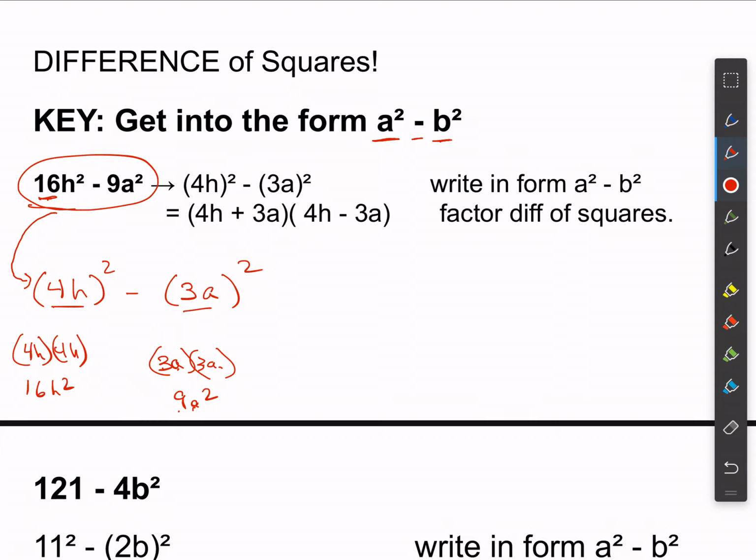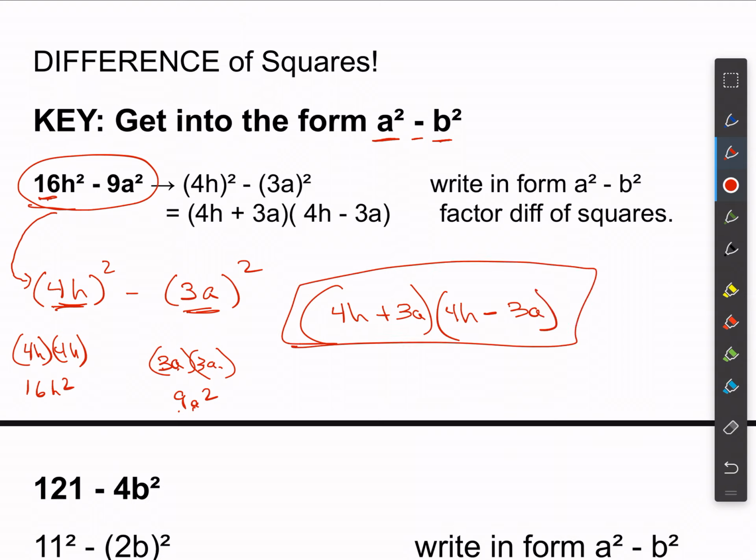Difference of squares will always factor to the first thing, the square root of the first term, which is 4h, plus the second term, times the square root of the first minus the square root of the second.